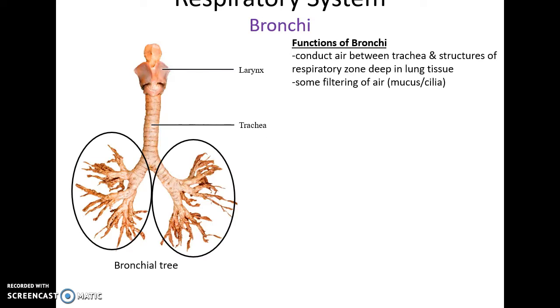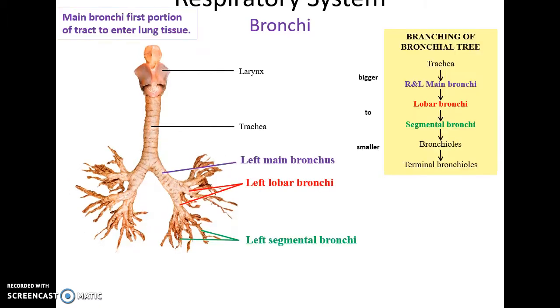So, from the trachea, we go now to the bronchi. The bronchi are a series of branching tubes that conduct air from the trachea to deep structures within the lungs, specifically the respiratory zone structures deep in the lungs. And there's also some filtering of air because the structures are lined with the mucous membrane that produces mucus and has cilia that can move the mucus out.